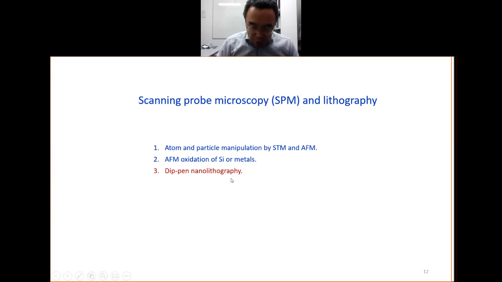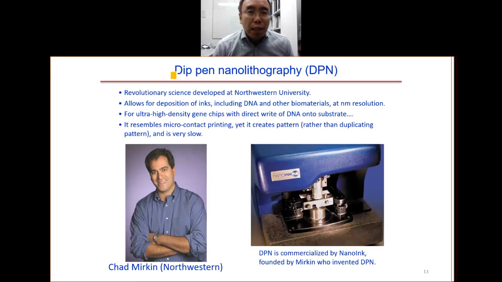Now let's look at another example of lithography using SPM. This is dip pen nanolithography. As the name indicates, we use the AFM probe as the pen. Then we dip the pen into the ink. The ink can be DNA or other biomolecules like protein, antibody, antigen. This way, we can transfer the ink from the pen to the substrate. Then we can make ultra high density gene chips with the DNA on the substrate. Very high density gene chip.